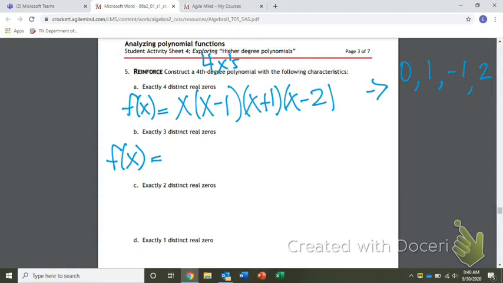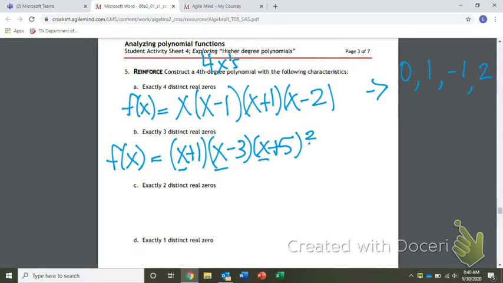F of x equals x plus 1, x minus 3, x plus 5 squared. So now I have 1x, 2x, 3x, but this 2 means I actually have 4. My zeros, remember we set them equal to 0 and we solve, or we can just simply change the sign. So a negative 1, a positive 3, and a negative 5.